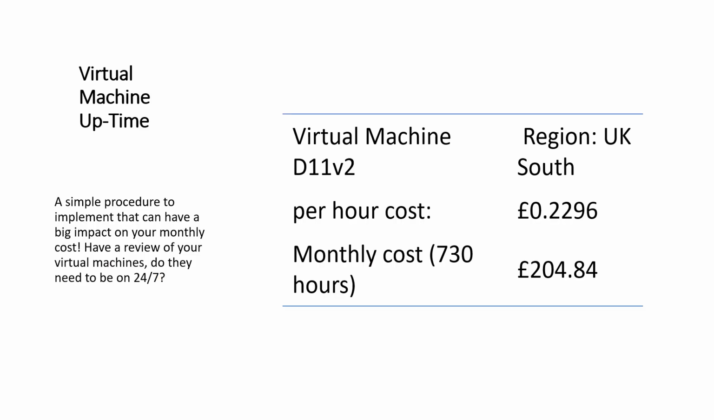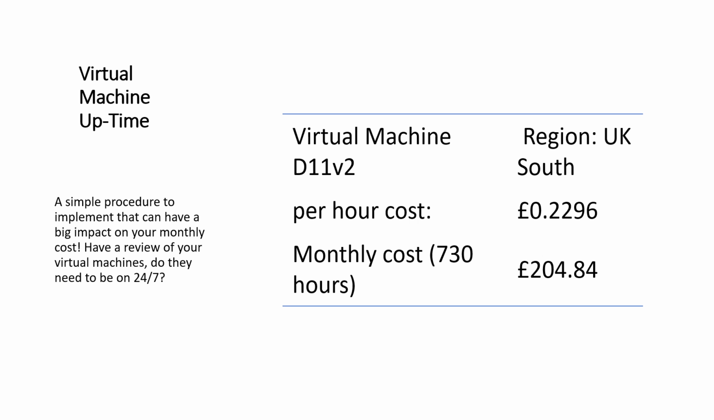Virtual machine uptime. Have you considered, does your environment really need to be on 24/7? This is definitely a simple procedure to implement that can have a big impact on your monthly cost. Have a review of your virtual machines to see if they really do need to be on 24/7. On the screen is the costing of a D11 version 2 virtual machine in UK South for 1 month, £204.84.